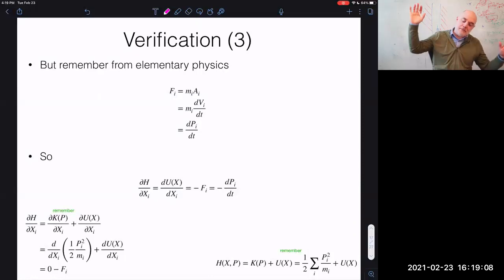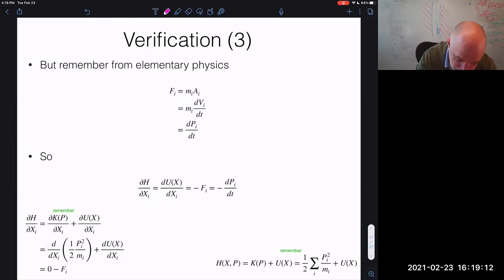But again, now we go back to our elementary physics. Fi is just mass times acceleration, right? Acceleration is dvi/dt. And again, if the mass doesn't change over time, then that's dpi/dt. So cool. Now we have Hamilton's equations.